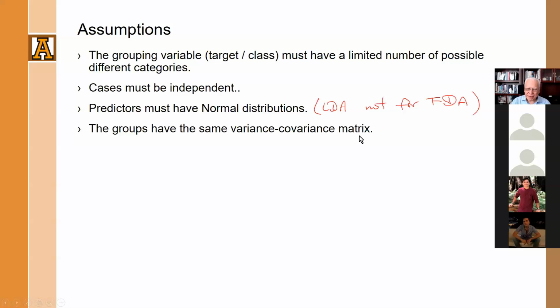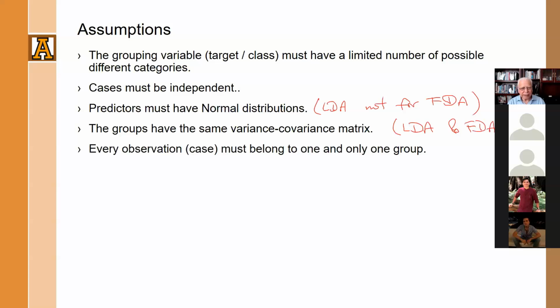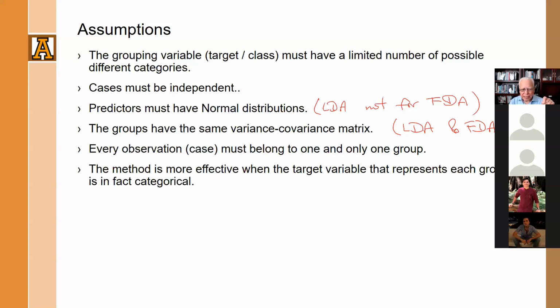The groups have the same variance covariance matrices. That's an assumption that applies to both LDA and Fisher discriminant analysis. Every observation has to belong to one and only one group. So the groups that I have are exhaustive, and all observations can only belong to one of the groups.